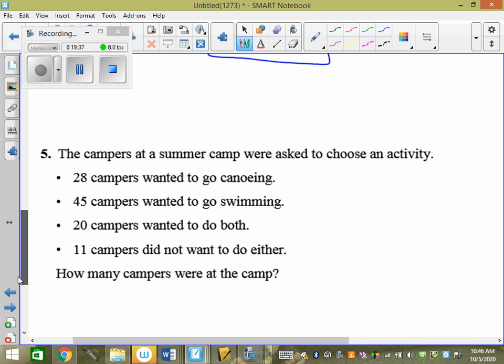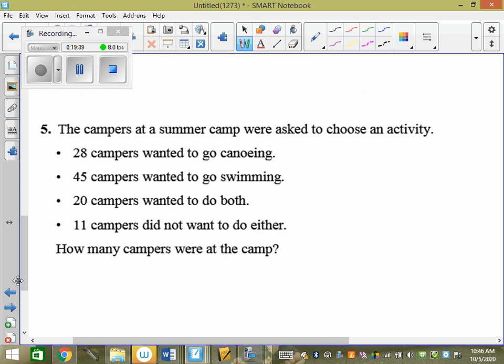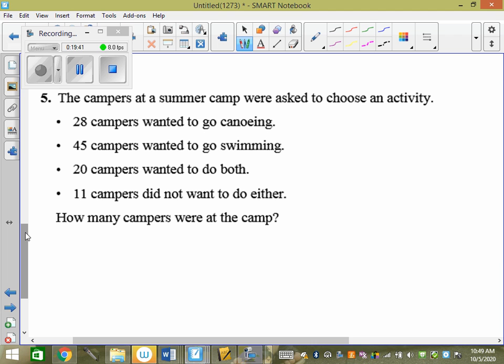Okay, you guys try this one out. The campers at a summer camp were asked to choose an activity. 28 campers wanted to go canoeing. 45 wanted to go swimming. 20 campers wanted to do both. 11 wanted to do neither.